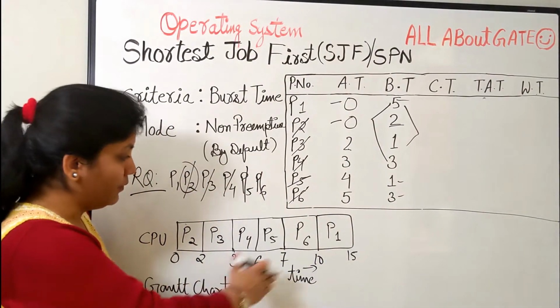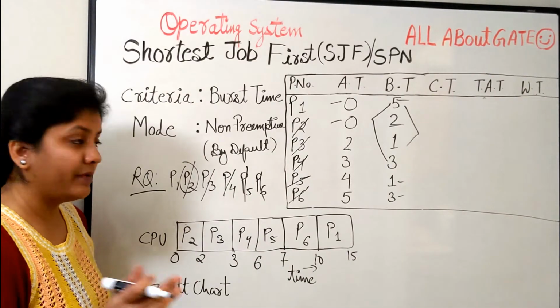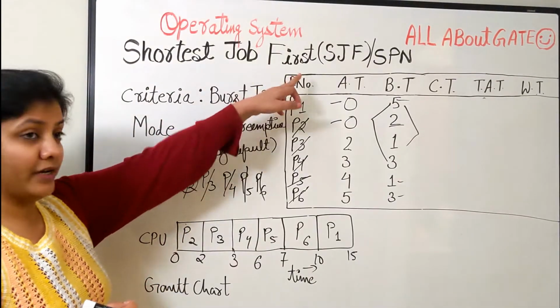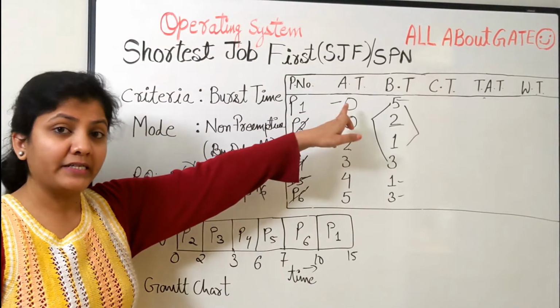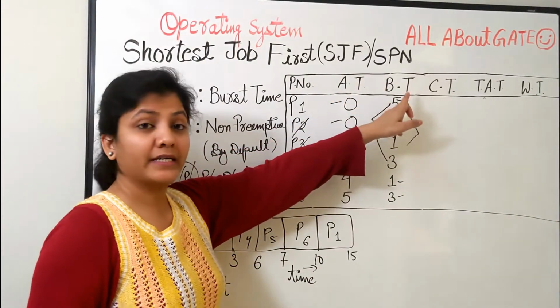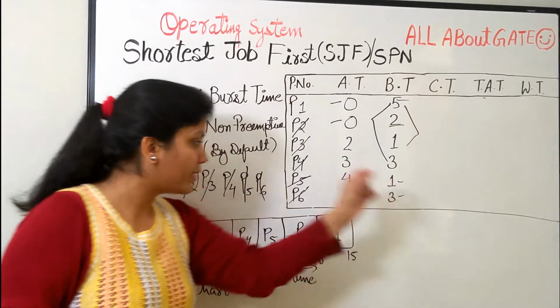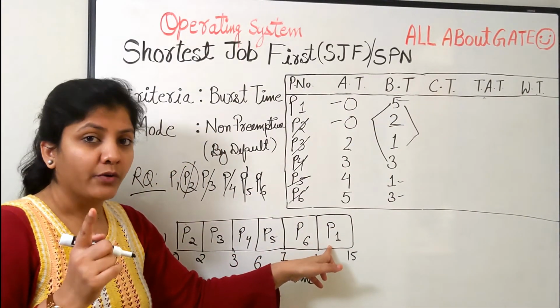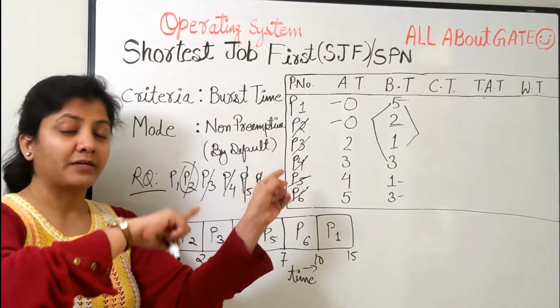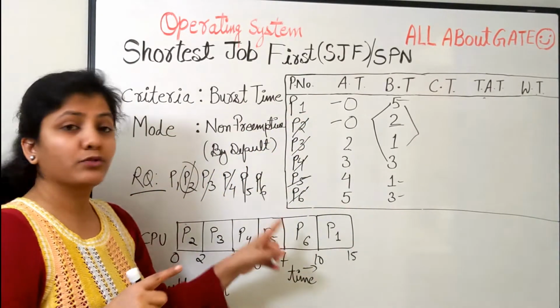So this is how the CPU scheduling is going to take place. We made use of the SJF and we scheduled the process like this. Although P1 was available at the initial point, because it had a higher burst time than the other processes, it got the chance at the last. You can see the difference, okay?